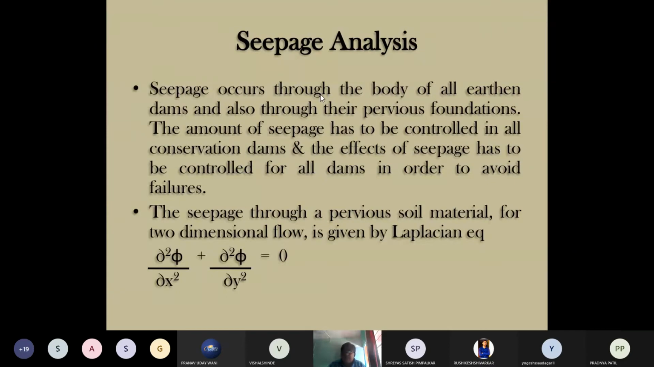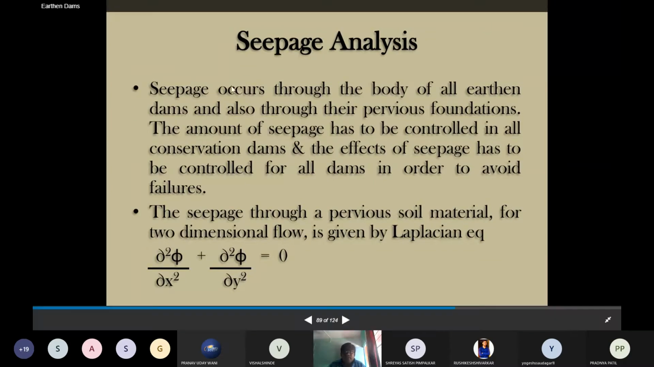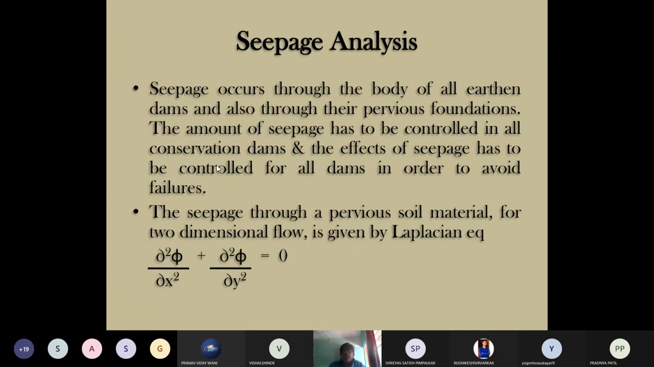How to carry out this seepage analysis you studied in geotechnical engineering or in foundation engineering. So it's the part of revision, but you must understand it, because our next aim is how to locate the phreatic line within the earthen dam. It is a very important part in the case of the earthen dam.